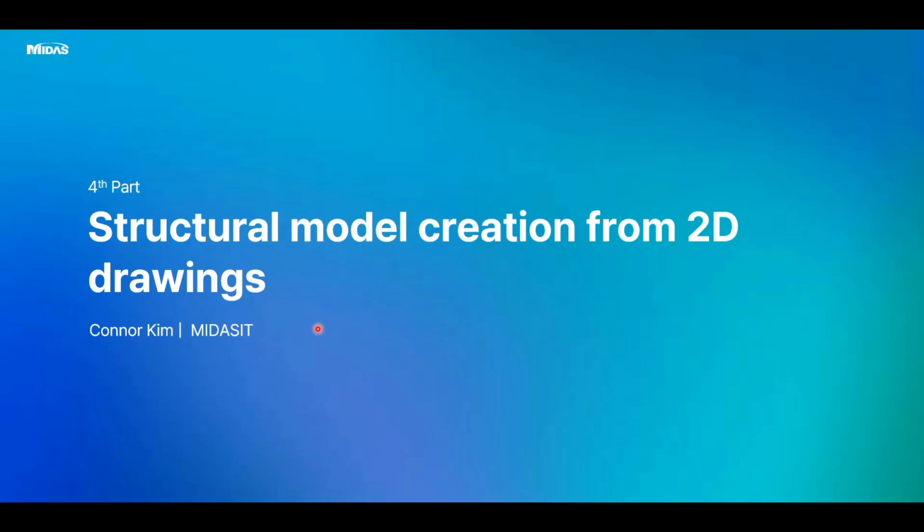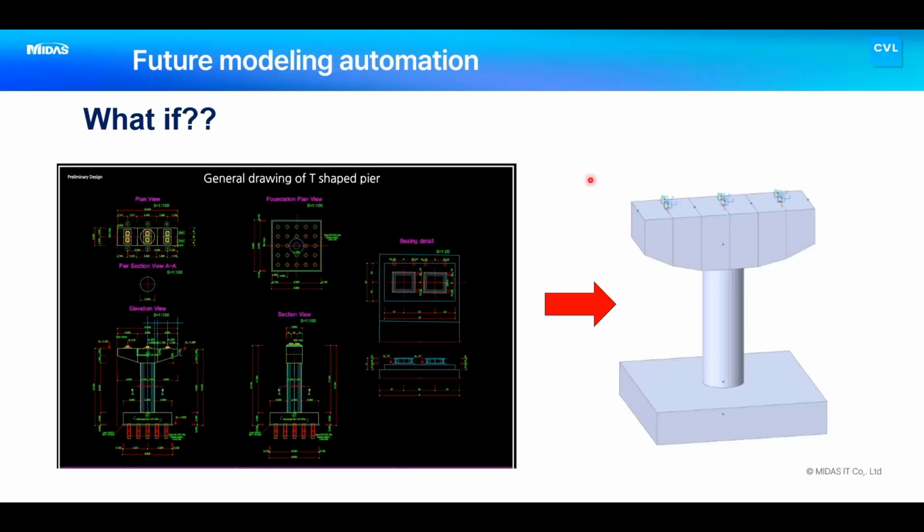Next, I believe this item will attract significant user interest: creating a structural analysis model from 2D drawings. What if we could automatically generate a structural analysis model directly from 2D drawings you have? This is the future that Midas IT aims to create. So if we have these 2D drawings, I think we can create this structural model on the CivilNX side.